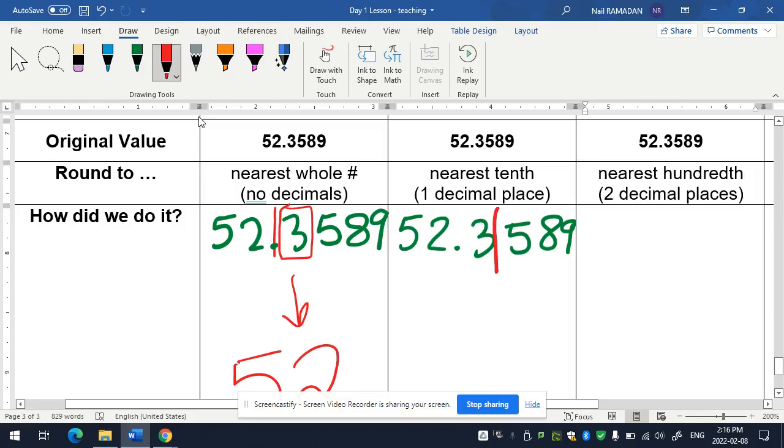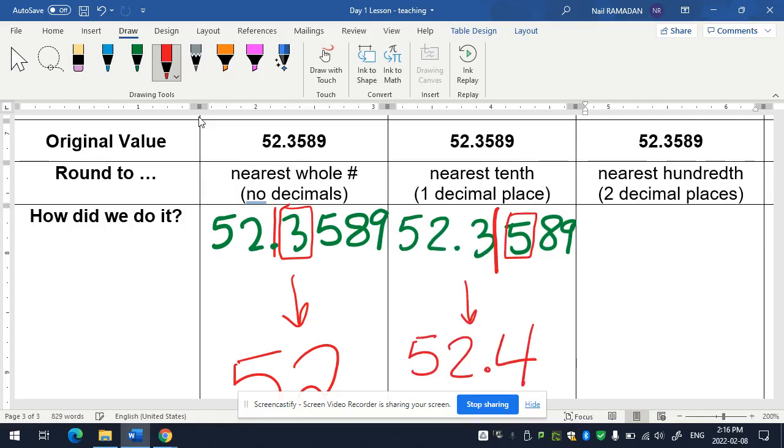What's happening now? Are things changing? What do you think? Does a 5 change things? Remember, 0, 1, 2, 3, 4, don't. 5, 6, 7, 8, 9, do. Great. So the 5 will bump up the 3 to the 4. So this number will become 52.4. I'm using this example to show you that even though we're starting with the same number every time, depending where you cut, you might end up changing things or not changing things. Good. Let's keep going.